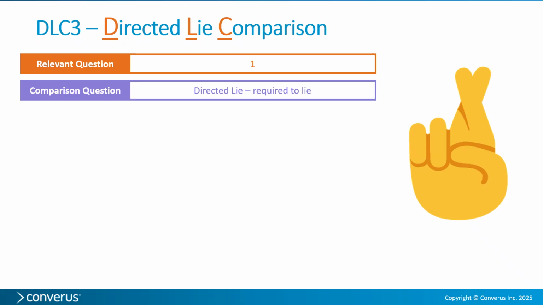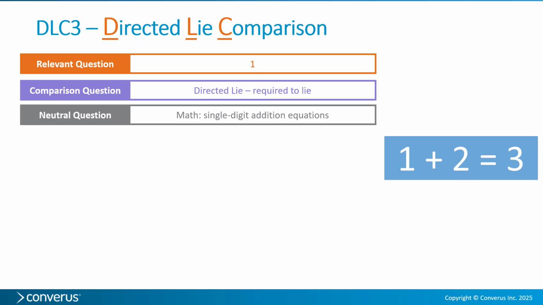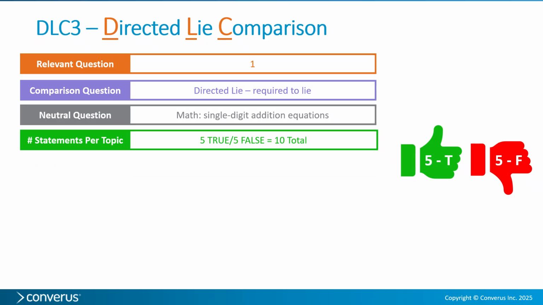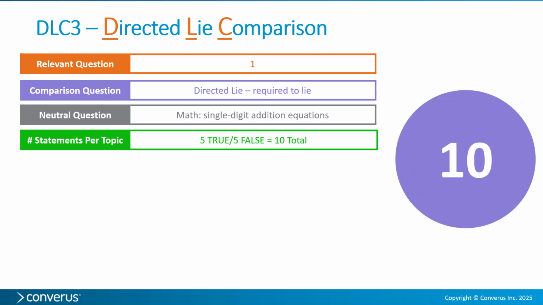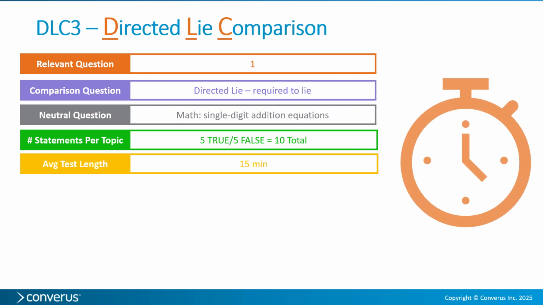This required-to-lie concept is discussed more in any of our DLC protocol pretest checklist presentations or the DLC test writer courses. Neutral questions that are single-digit math equations will be present. The relevant topic and directed lie will have 5 true and 5 false statements. Each statement should still be unique, so there are 10 different statements for the relevant topic and 10 for the directed lie: 5 that require a true response and 5 that require a false response. The total approximate time for a DLC3 test is about 15 minutes.